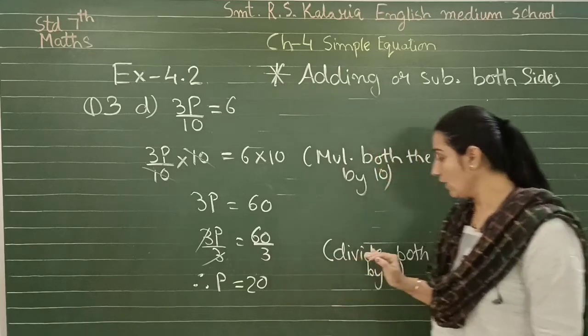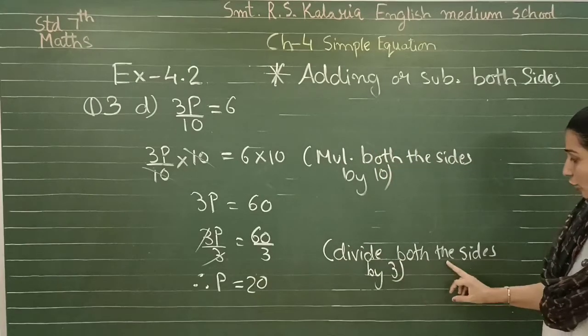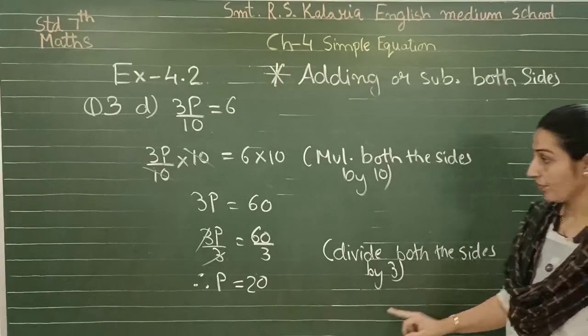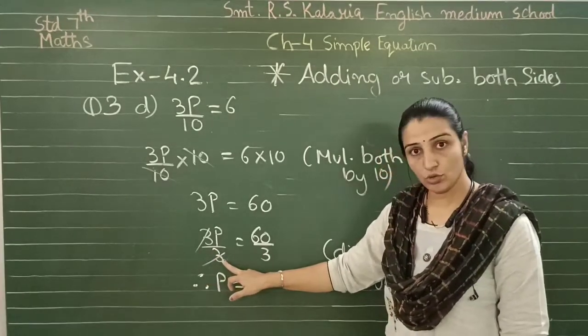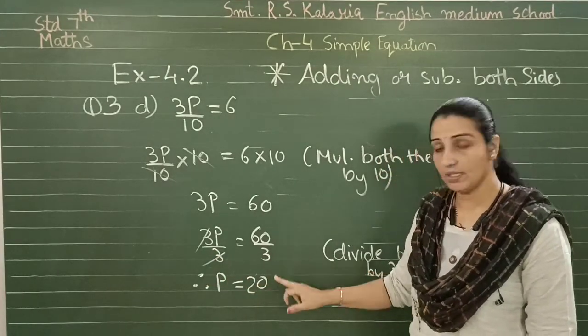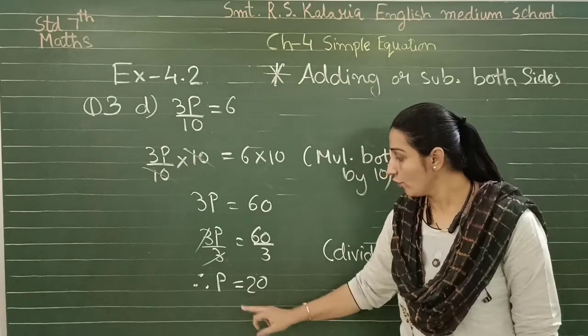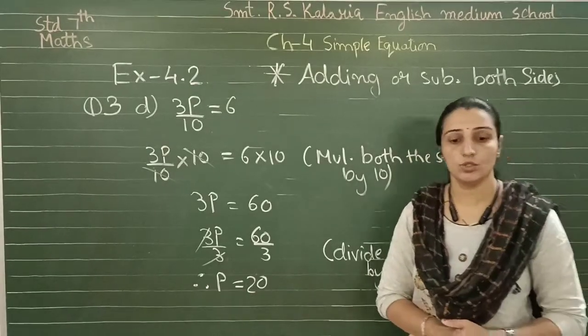तो जो हम करते हैं वो ब्रैकेट में लिखना है, divide both the sides by 3. 3 1s are 3, इसलिए कट हो जाएगा. 60 divided by 3 is 20. Therefore my answer is p is equal to 20.